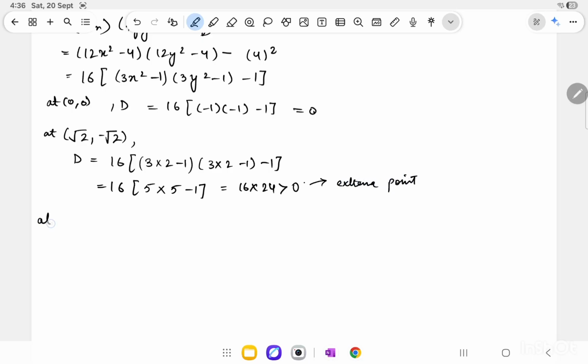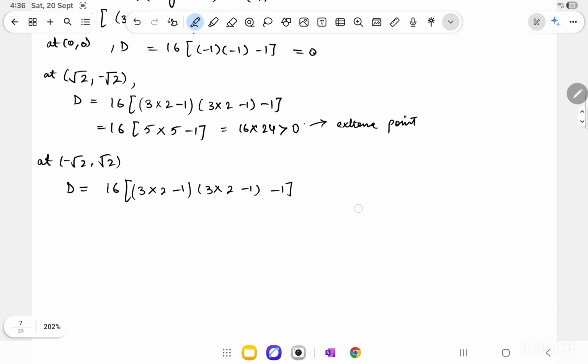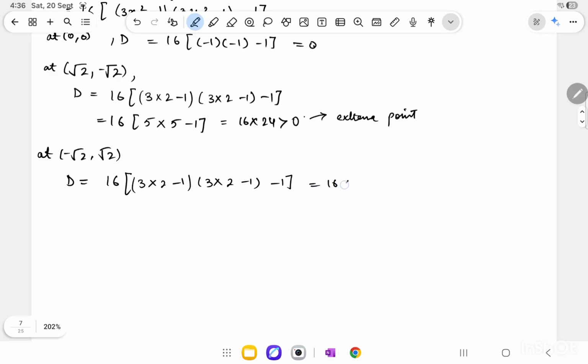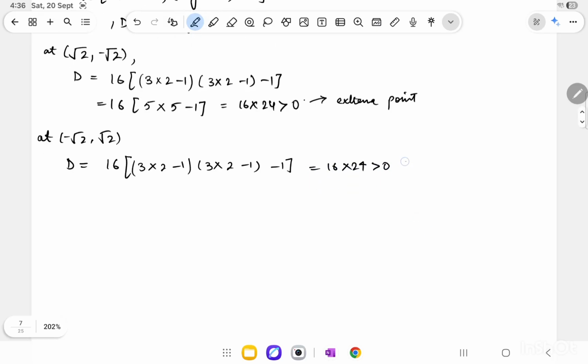Likewise at (minus root 2, root 2), D will be 16 into (3 into 2 minus 1) into (3 into 2 minus 1) minus 1. That is 16 into 24. Again, that is also greater than 0. So we have an extrema point here as well.